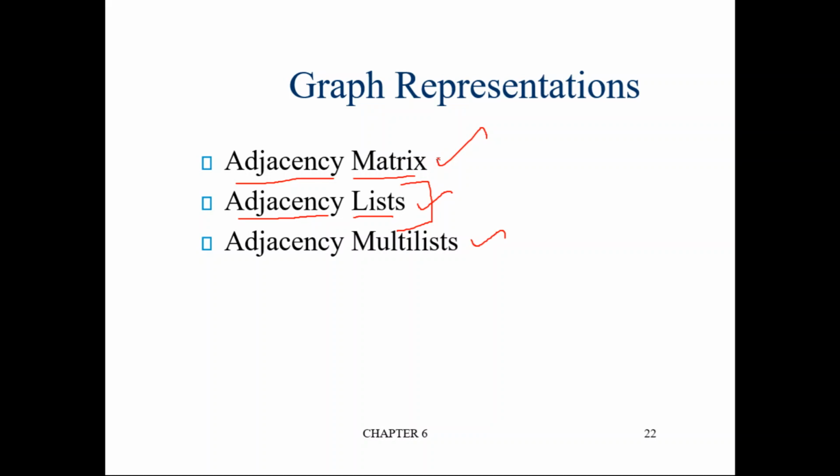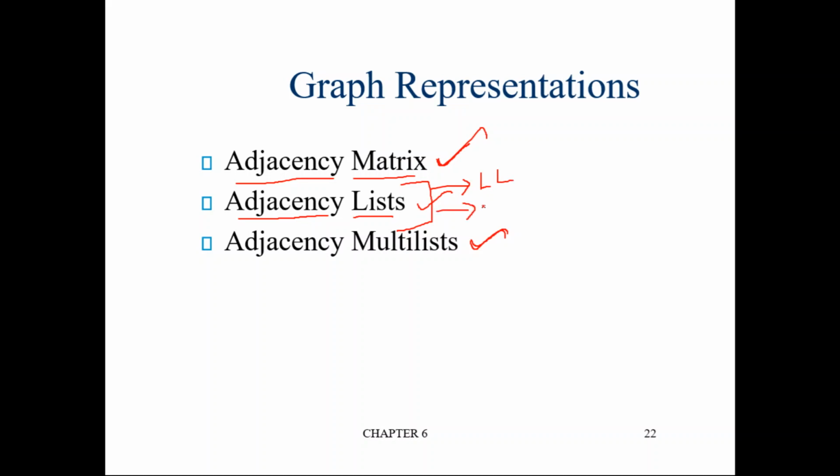In adjacency matrix, there is only one style of representation. In adjacency multi-list also there is only one style of representation. But for representing using adjacency list, we have two styles. One is by using a linked list, the other method is by using arrays.